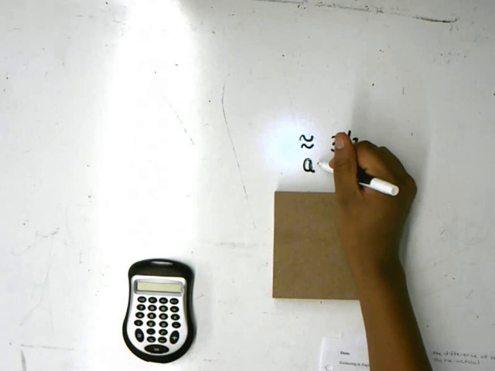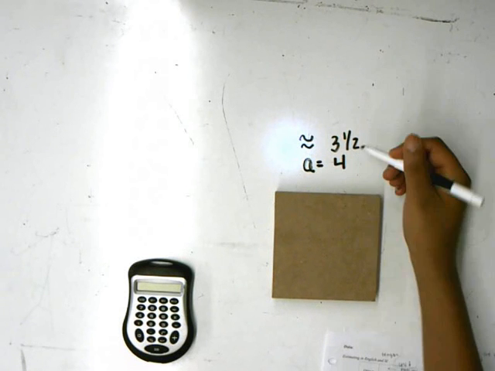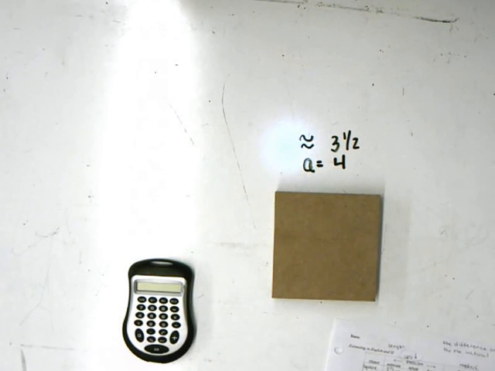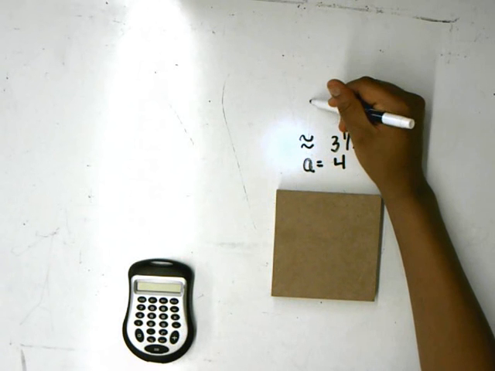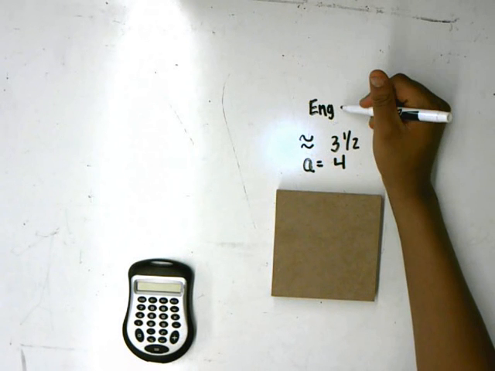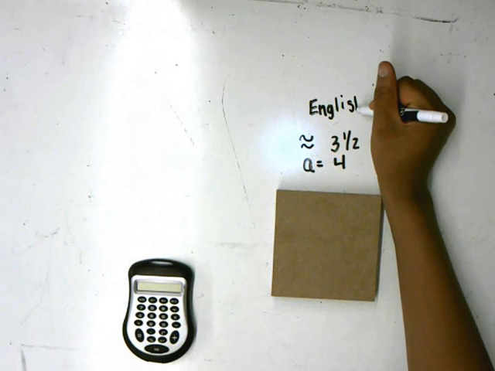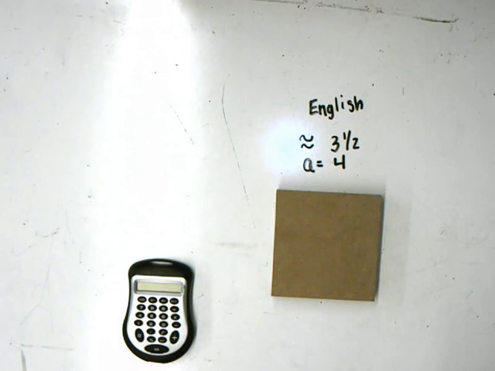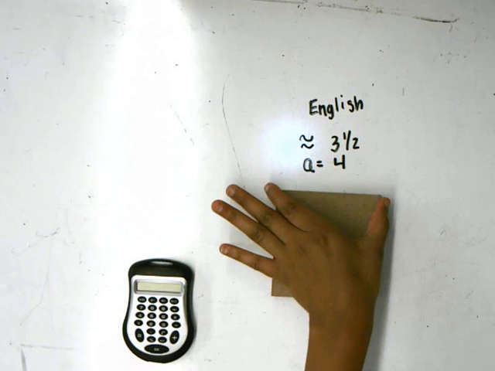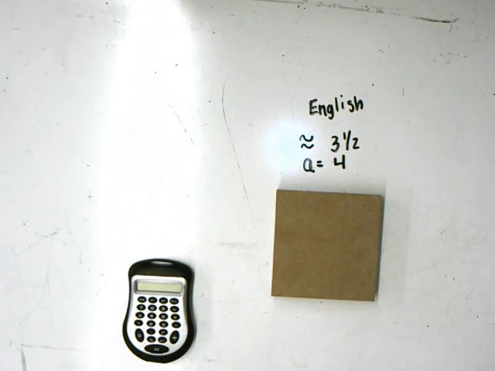So the actual equals 4. So this is for English units. Now I'm going to estimate this same square and this same side of the square in centimeters. And I'm going to estimate that this side of the square is going to be 10 centimeters in length.